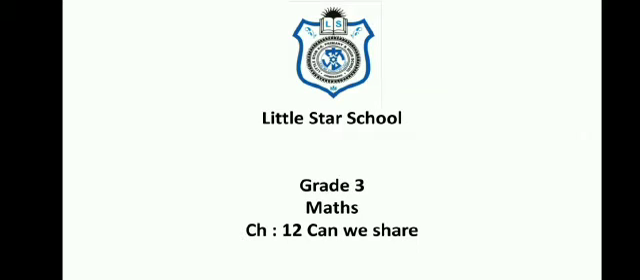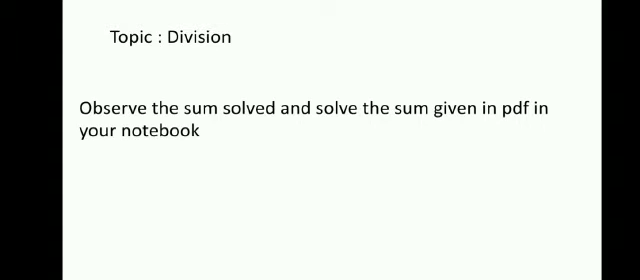Today I am going to explain you a new chapter, chapter 12, Can we share? Topic: Division. Before starting, I have to give you some instruction. Observe the sum solved and solve the sum given in the PDF in your notebook.